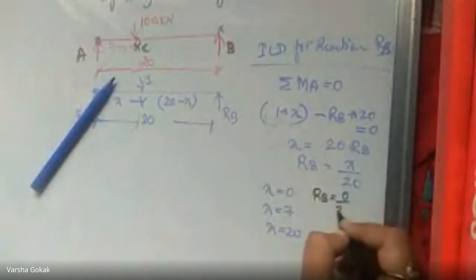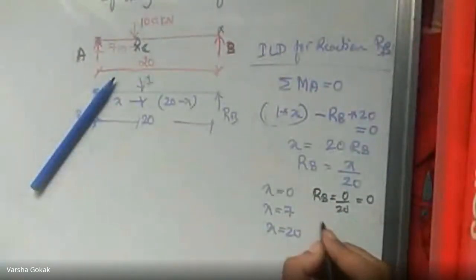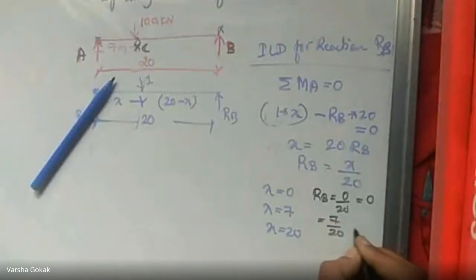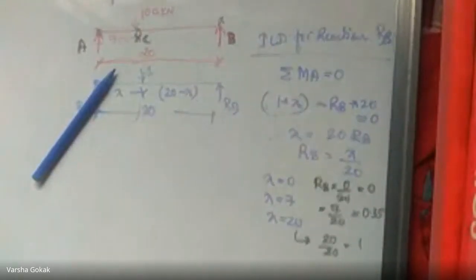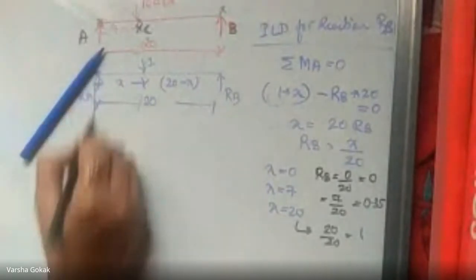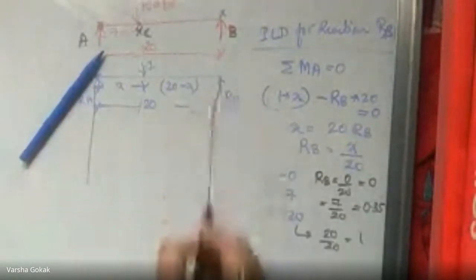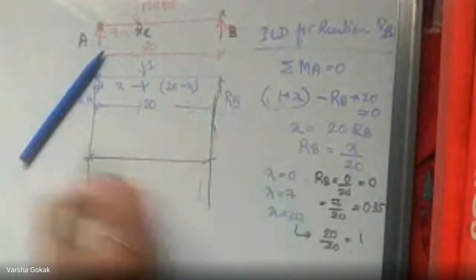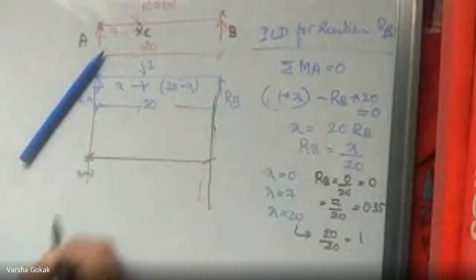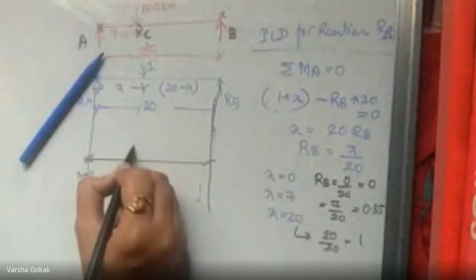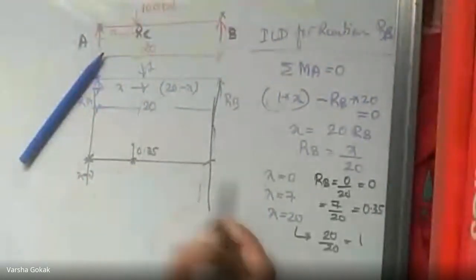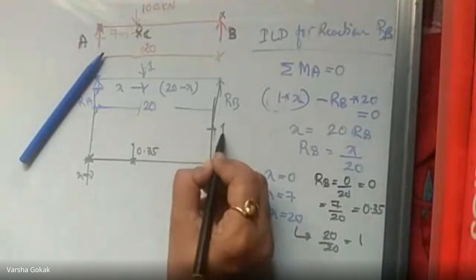So RB value here. x is 0 and RB is 0 by 20. That makes it 0. Right? x is 7 and RB is 7 by 20. What is the value of 7 divided by 20? 0.35. And at x equal to 20, RB is 20 by 20, which is equal to 1. Right? So when I draw the ILD diagram now, at x equal to 0, I got a value of RB as 0. At x equal to 7, I got a value of 0.35. And at x equal to 20, I'm getting a value of 1.